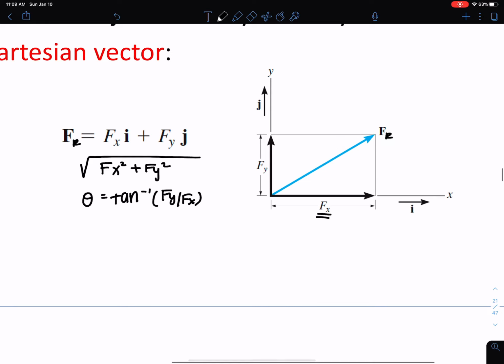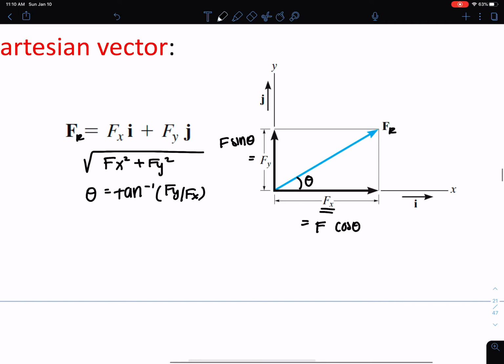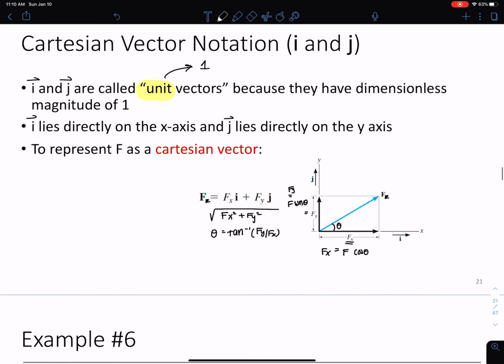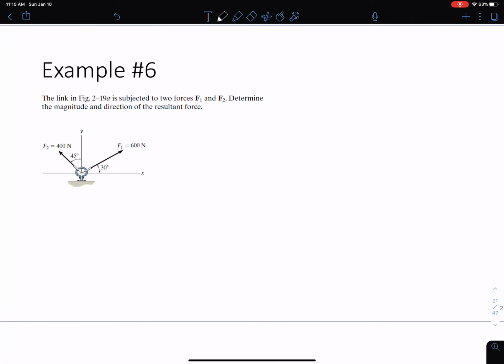Okay, and of course, the way that we separate it is still by using F cos theta, F sine theta. This is equal to Fx, this is equal to Fy. That's what we plug into this equation, okay? So it's pretty straightforward. We're gonna go ahead and jump right into an example here.